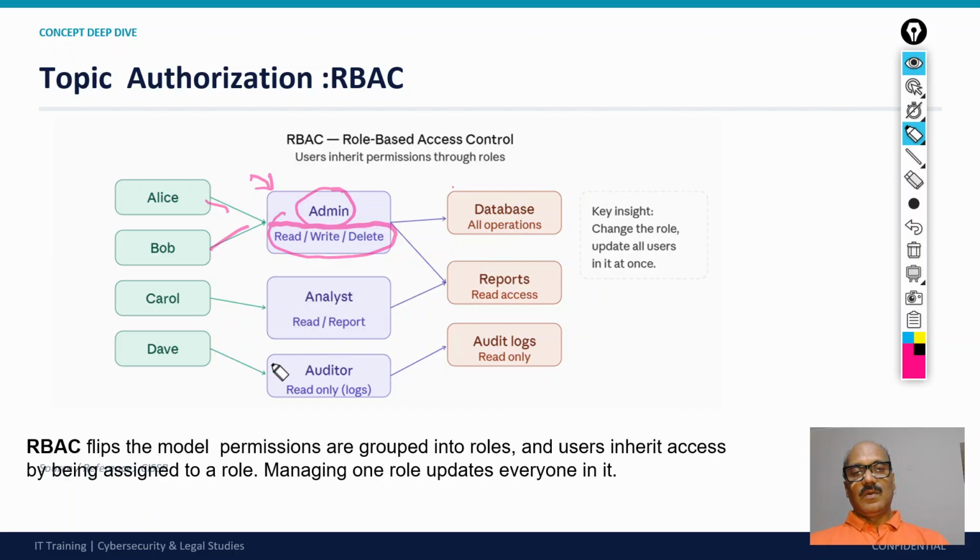Similarly, based on the role, based on the permission, users are assigned to that role and they are able to do these functions. So here the difference is permissions are grouped into roles. Unlike ACL, permissions are not sitting on the resource. Once you assign users, they inherit those permissions to perform the activity on the respective resources.